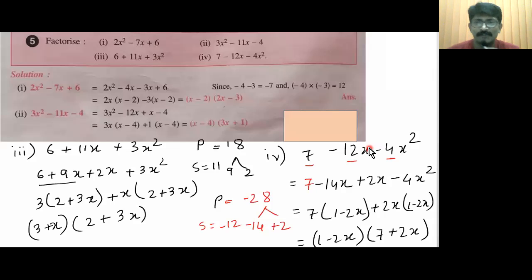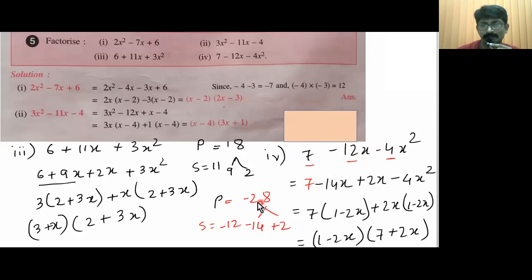I hope you finished solving this. In case not, please pay attention. Look at this. 7 minus 12x minus 4x squared. So the product in this case would be minus 28. Why would the product be minus 28? Because 7 into minus 4 will give the product as minus 28. And the sum is going to be minus 12 in this case, isn't it?